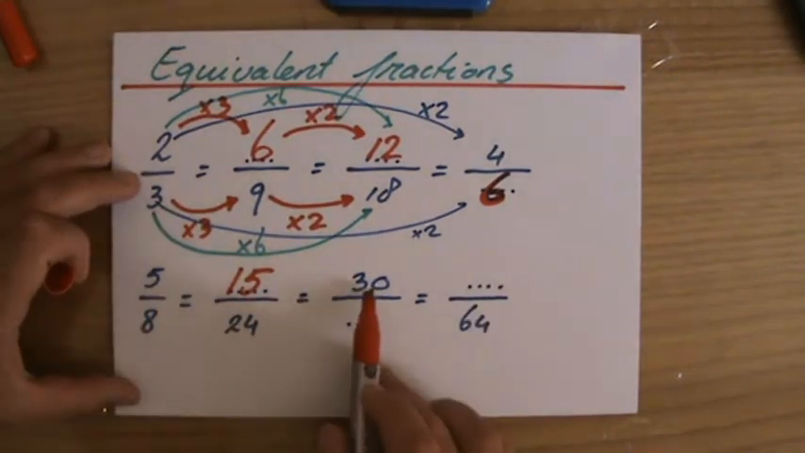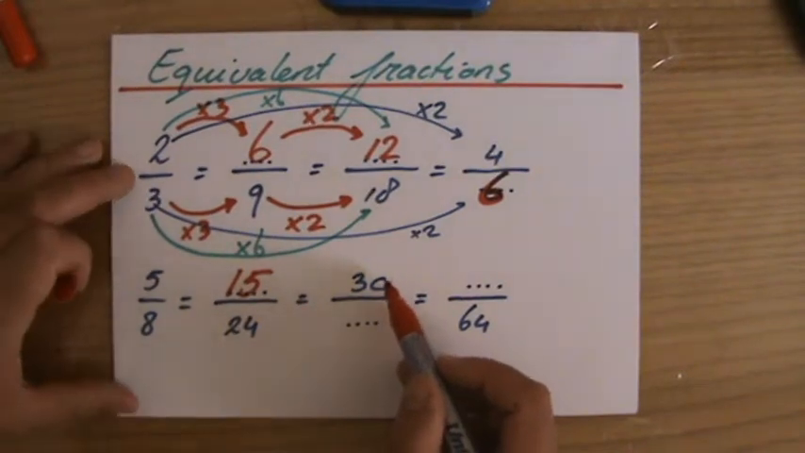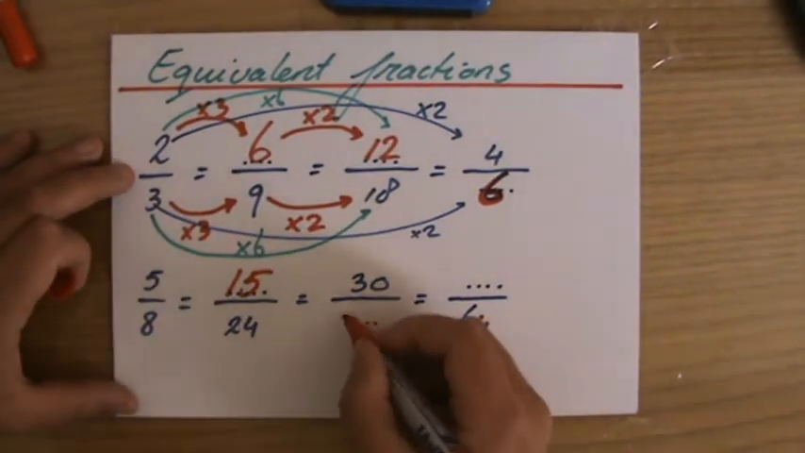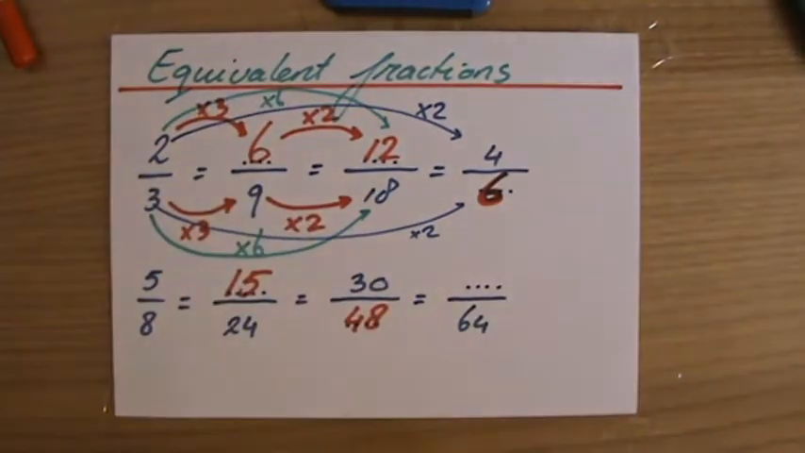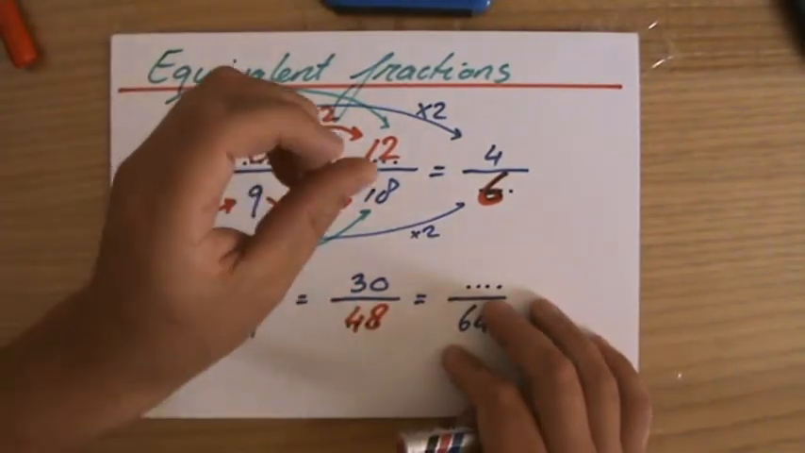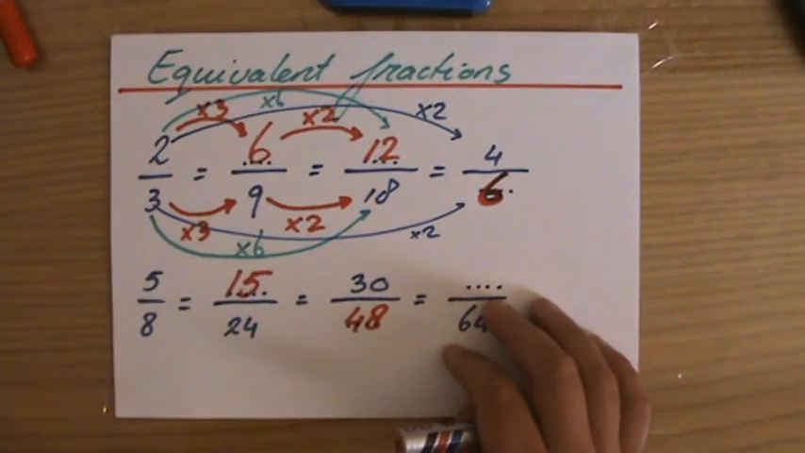Okay, let's continue. Numerator is 30. Well, 5 times 6 is 30, 8 times 6, so that will be 48, so 30 over 48 is equivalent, is the same as 5 over 8. It's the same as 15 over 24.